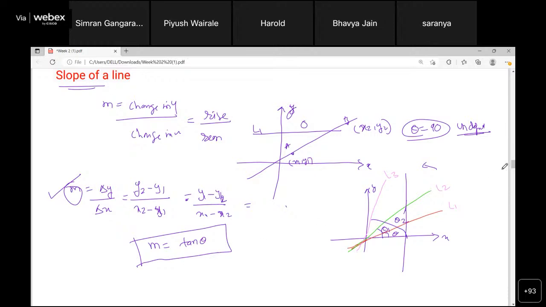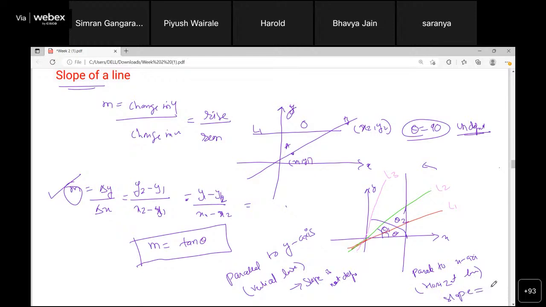If it is parallel to the y-axis, then will it be said to be a horizontal line or a vertical line? Parallel to the y-axis means a vertical line, and the slope is not defined, right? And if I'm saying parallel to the x-axis, it means a horizontal line. Slope is 0, right? Slope equals 0.